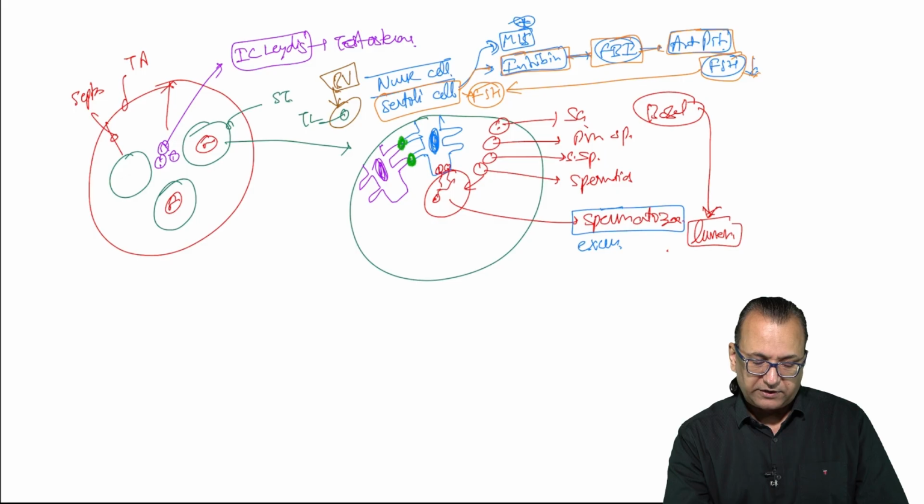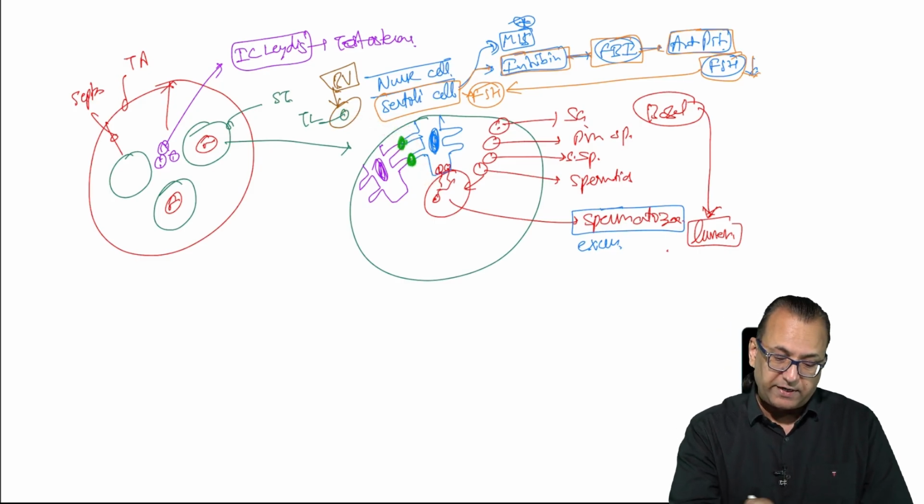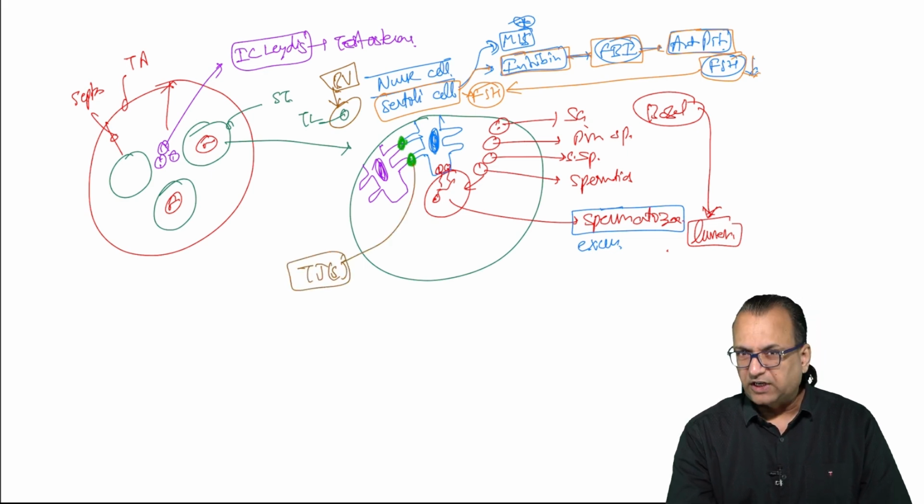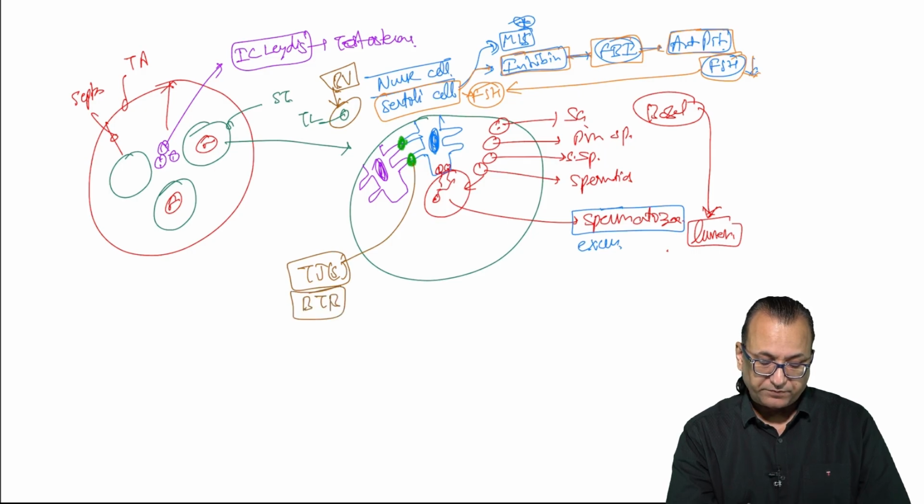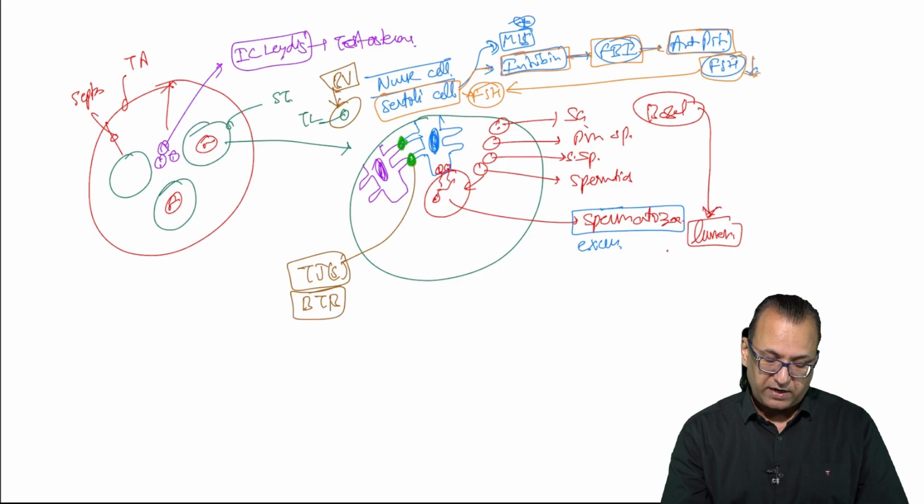So how do you prevent this T lymphocyte? These tight junctions do not allow it to pass like that. That is the blood testis barrier. By creating these tight junctions, the Sertoli cells are creating the blood testis barrier. With all that information, we can talk about spermiogenesis also.